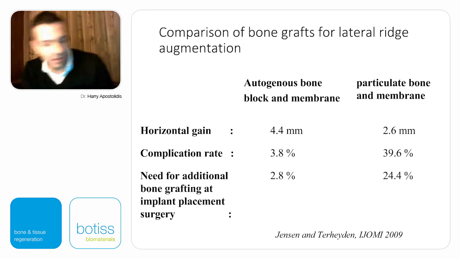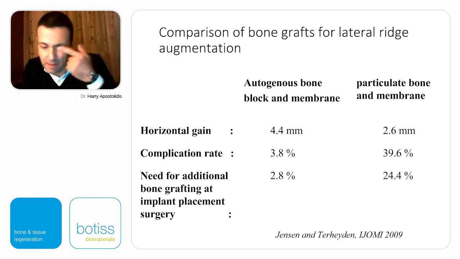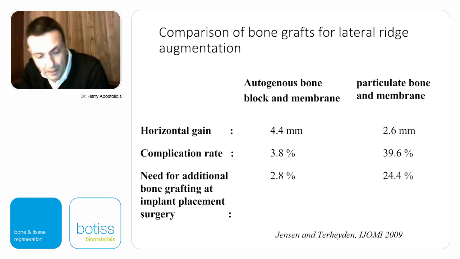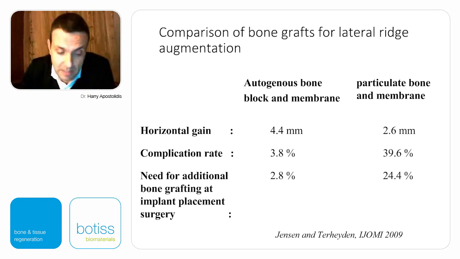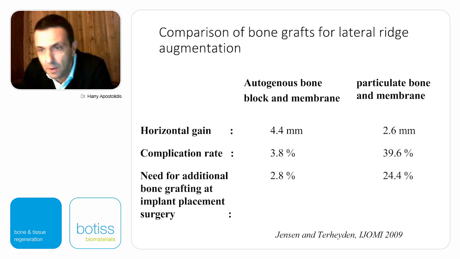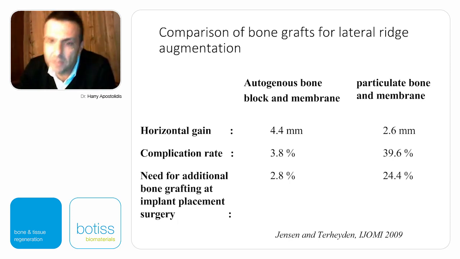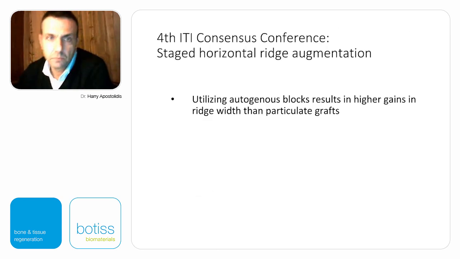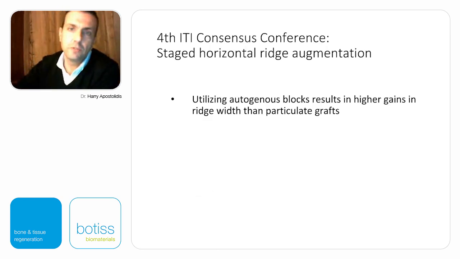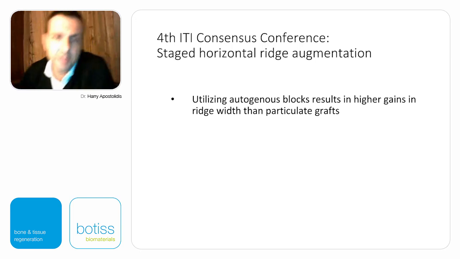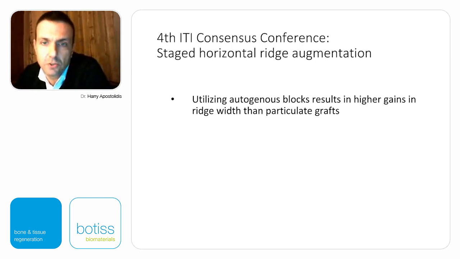I know that the autogenous bone block is a more difficult and demanding procedure. Maybe sometimes it's less acceptable and appealing to the patients, but sometimes the best is not always the easier. So I think we have to go with the best. So the fourth ITI Consensus Conference came up with this statement: utilizing autogenous blocks results in higher gains in ridge width than particulate grafts.